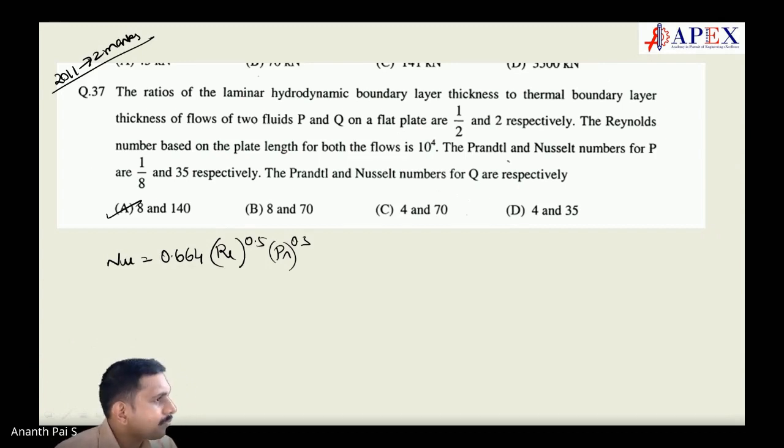So it is 0.332, when it is taking Nu x. Okay, it is based on the plate length. So Nu L.